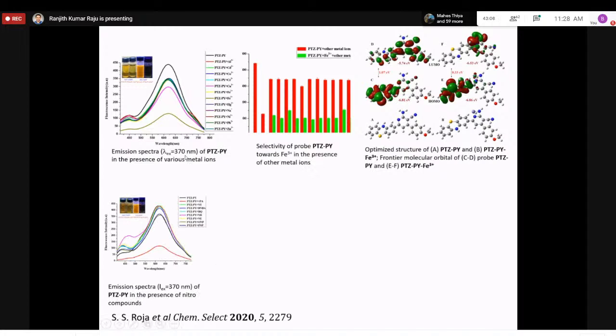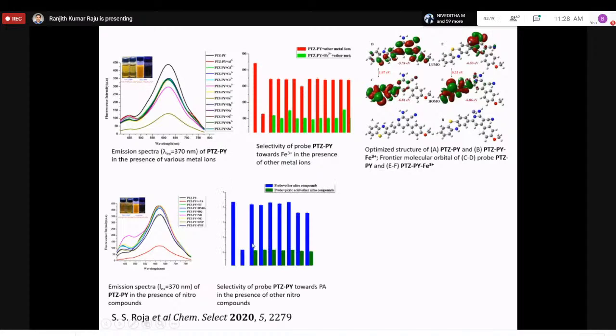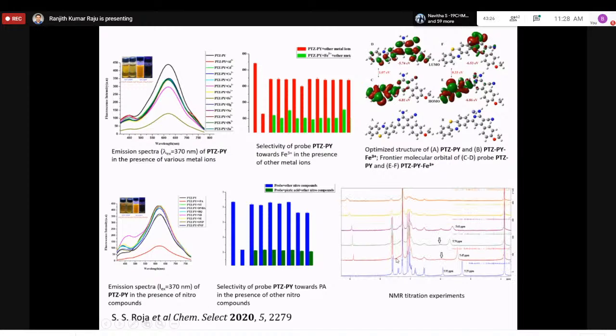Again, it was a dual detector, and we found it is able to detect picric acid. In the presence of different nitro compounds, we observed that this compound selectively detected the picric acid. And again, in this case, we did the NMR titration, and we clearly saw the formation of the picrate.